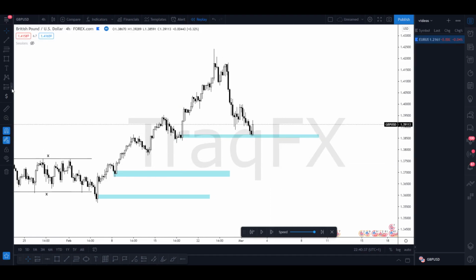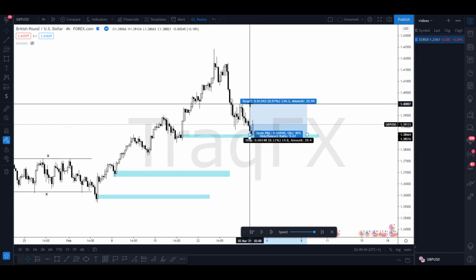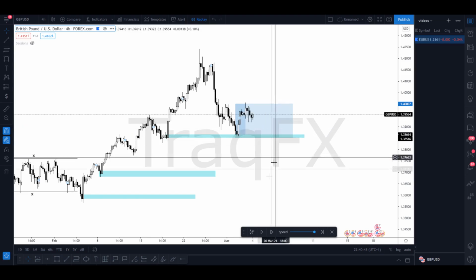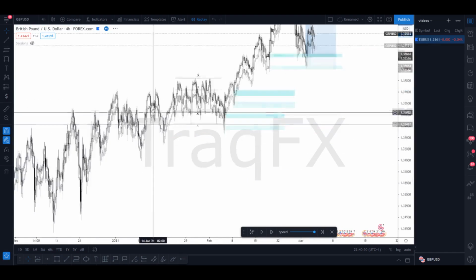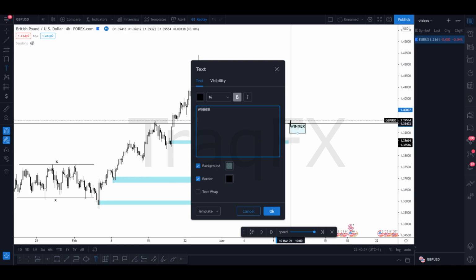So price comes in to our zone, taps us in to the pip. Stop loss would be just at the low, about 14 pips. Target would be the next high, and the target gets smacked, 134 pips, 9 to 1. So at this point right over here I would write winner, outcome winner, 9 to 1 or 1 to 9, whatever you want.